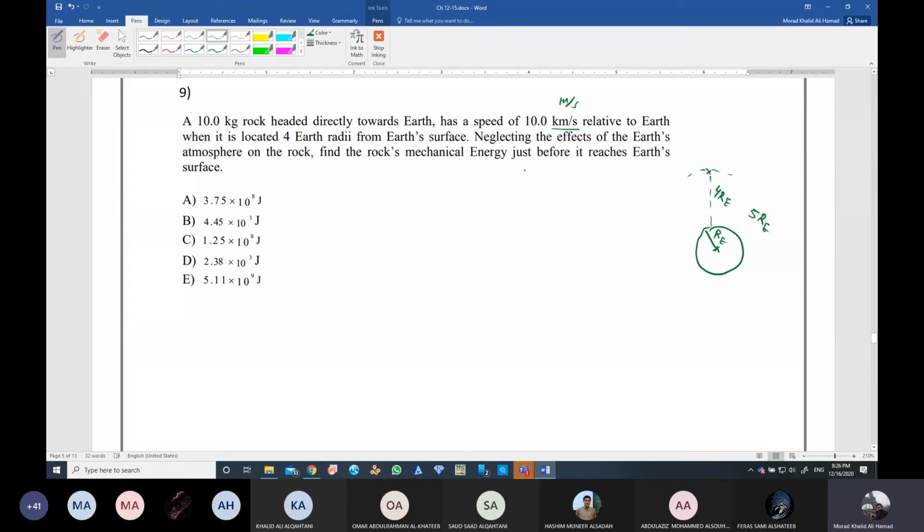Now neglect the effect of the Earth's atmosphere on the rock. Find the rock's mechanical energy just before it reaches the surface. So now it asks for the mechanical energy. So E is equal to, since I have a velocity, half mv squared minus GMm divided by r plus the elevation, which is 5RE. Remember, I just skipped that E equals K plus U. I assume you know it. Try to substitute. It is half, the mass is 10, times the velocity. Velocity here is not 10, you can say 10,000, and then it is squared. Otherwise, you will not get the correct answer.